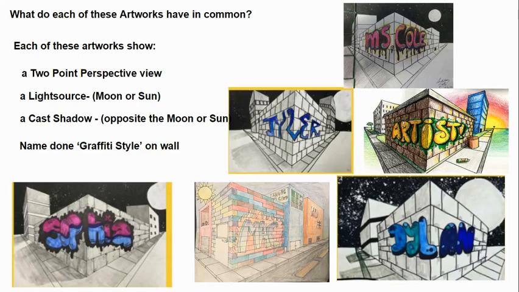So each of these artworks, I want to point out again, have a two-point perspective view, have a light source, have a cast shadow, and the name is done in graffiti style. So this is what is expected of you and your artwork. So let's go on.